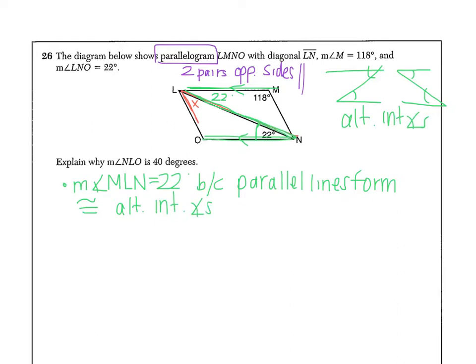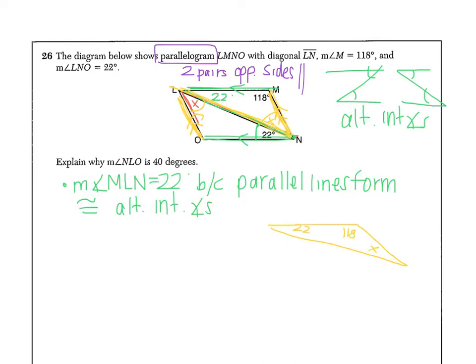Next, I'm going to look at the diagram and see that I also have another pair of parallel sides. LO is parallel to MN. Parallel, parallel. I should get double parallel here because I already used a single parallel. So now I'm going to again find a Z using this transversal. So here it shows me that angle NLO is congruent to angle LNM. So I'm going to call this piece X also. So now it looks as though I have a triangle with 22, X, and 118.